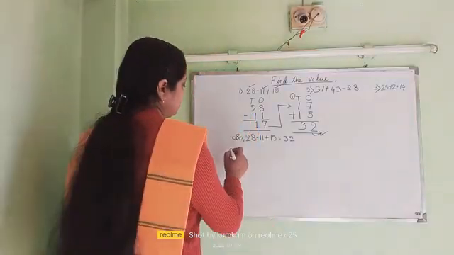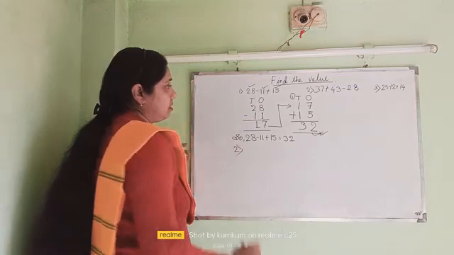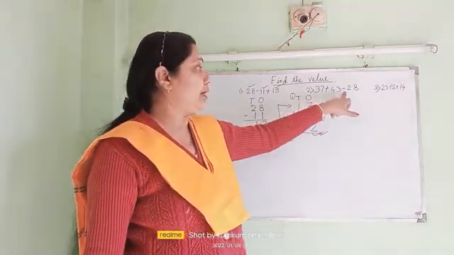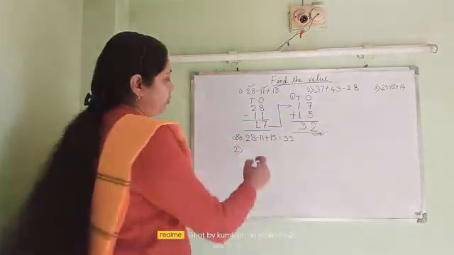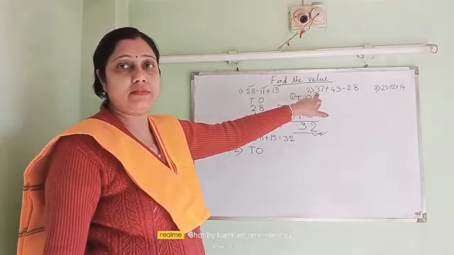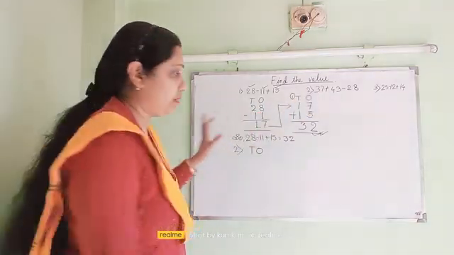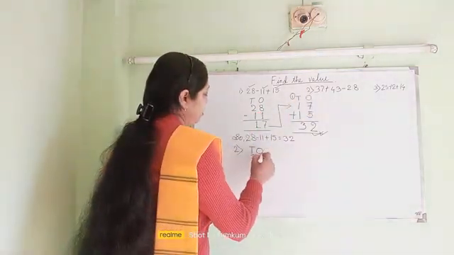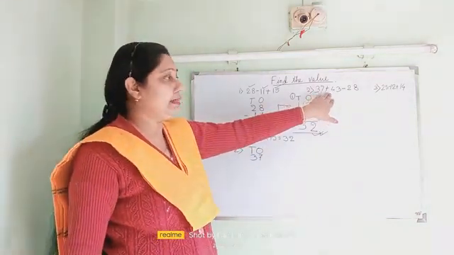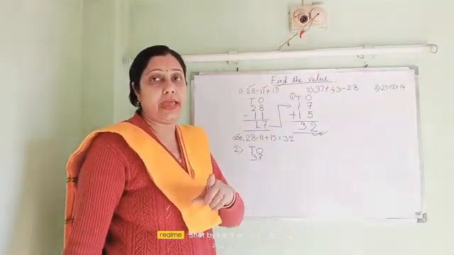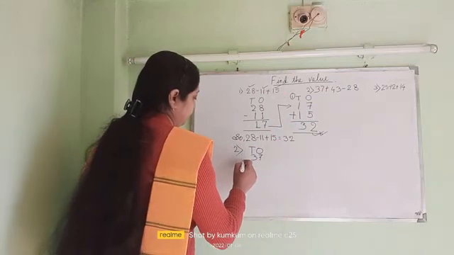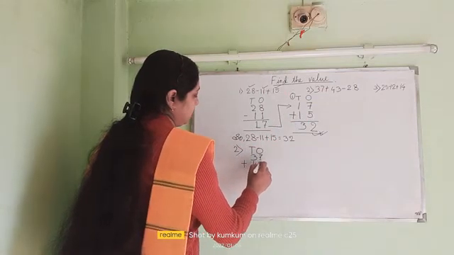In the same way we will solve question number 2. Now we are going to write question number 2. See, question number 2 is 37 plus 43 minus 28. So I am writing TO here and the first number is 37. Now after 37, what is there? Plus 43. So first we have to add. So I am going to write below 37 plus 43.